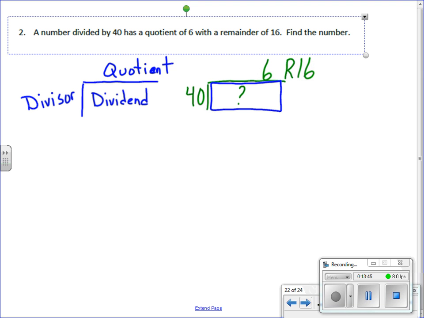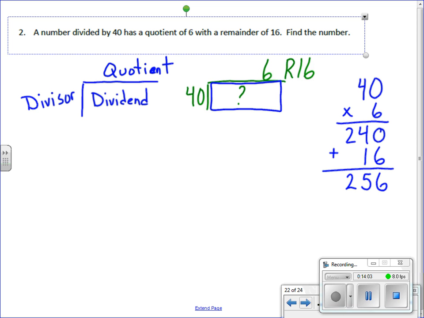So to find that number, we do our check, which means we're going to take our divisor and multiply it by our quotient. So we're going to take our 40 and multiply it by 6. That's going to give us 240. And then we need to add on our remainder of 16, which is going to give us 256. So that number right here should be 256. But now we're going to check it just to make sure.